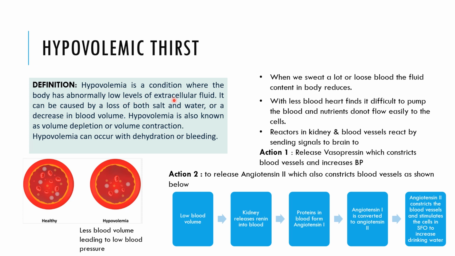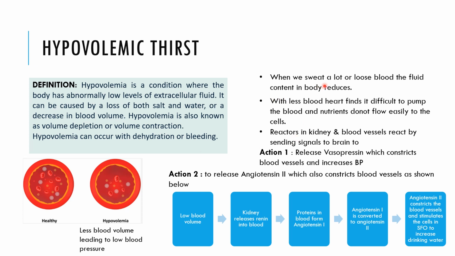So there is a low level of fluid in the body because of the loss of fluid, either by bleeding or dehydration or any other ways. So hypovolemia is also known as volume depletion or volume contraction. You can see in case of this blood vessel, the blood is filling up the vessel, whereas in case of hypovolemia, the blood's volume is less, and because of which the blood pressure is also low.